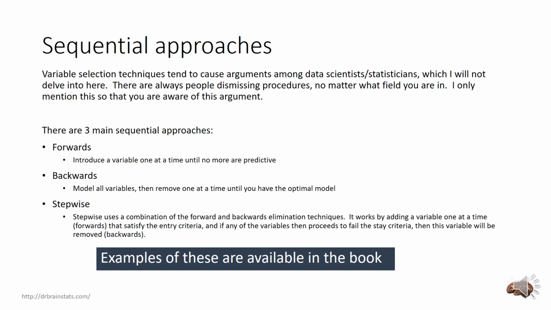Sequential approaches. Variable selection techniques tend to cause arguments among data scientists and statisticians, which I will not delve into here. There are always people dismissing procedures no matter what field you're in. I only mention this so that you're aware of this argument. There are three main sequential approaches: forwards, backwards, and stepwise. Examples of these are available in the book.